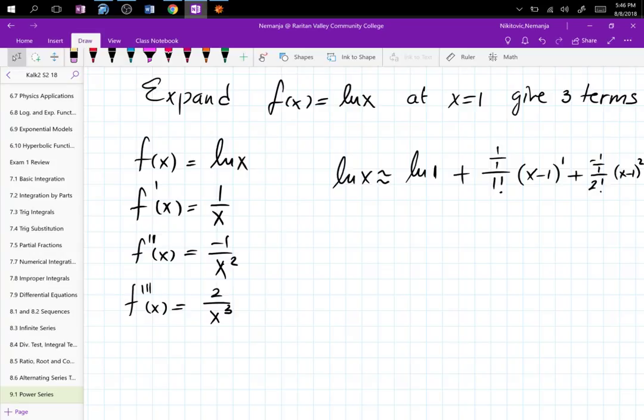So now I need to add one more term, and that's going to be 2 divided by 1 cubed is 1 divided by 3 factorial, and then x minus 1 cubed. So what do I have ln x to be approximated by? The first term is 0, plus 1 divided by 1 is 1, 1 factorial is 1, 1 divided by 1 is 1, so we only have x minus 1 over here.